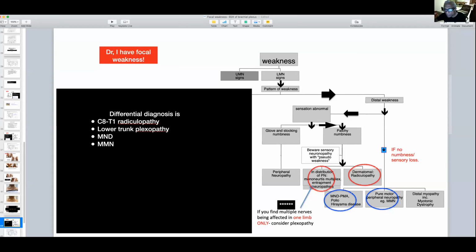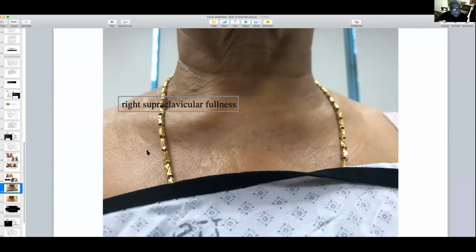So we decided to examine her a little bit more carefully. For the sensory exam, we dug and dug and dug, and she said that maybe there is sensory loss if she carries heavy objects and walks for a long distance. Then when we looked at her a little bit more carefully, we noticed there was some fullness in the right supraclavicular area. You may be more convinced if you see the gold chain here. It's a bit lower than this gold chain. You can see the shadow going across the supraclavicular fossa.